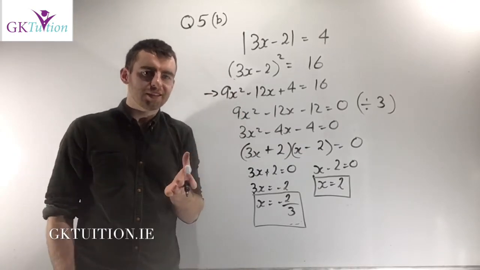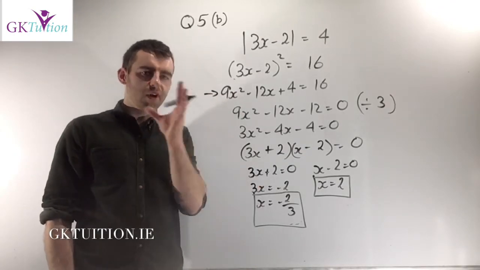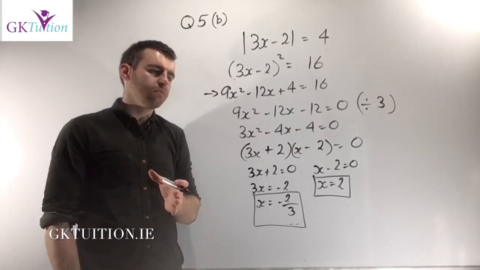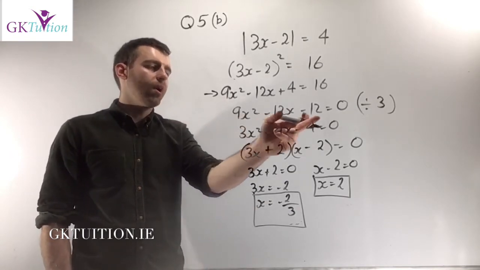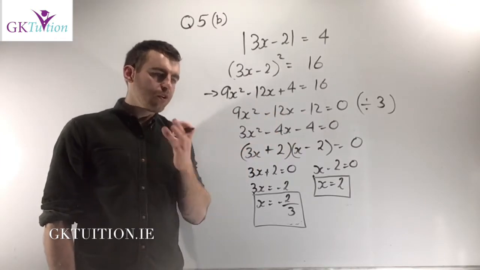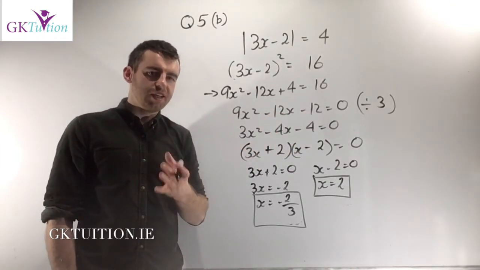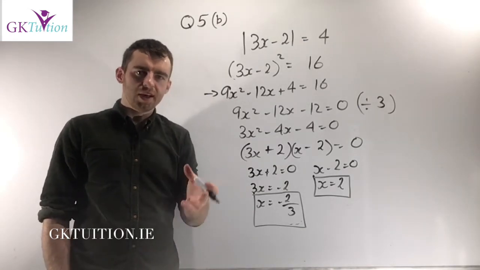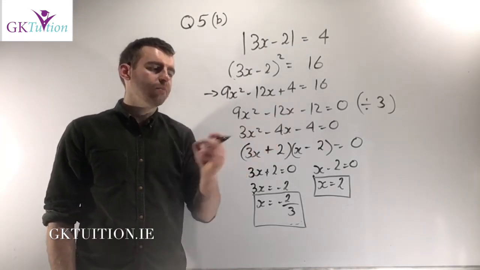At this stage, you should have recognized you have an x squared, an x and a number. So you need to subtract 16 from both sides so that you've got everything on one side of the equation and you can factorize your quadratic equation. You end up with 9x squared minus 12x minus 12. Now you could have factorized it at this stage, but it's easier to divide everything by 3. And if you divide everything by 3, you get 3x squared minus 4x minus 4.